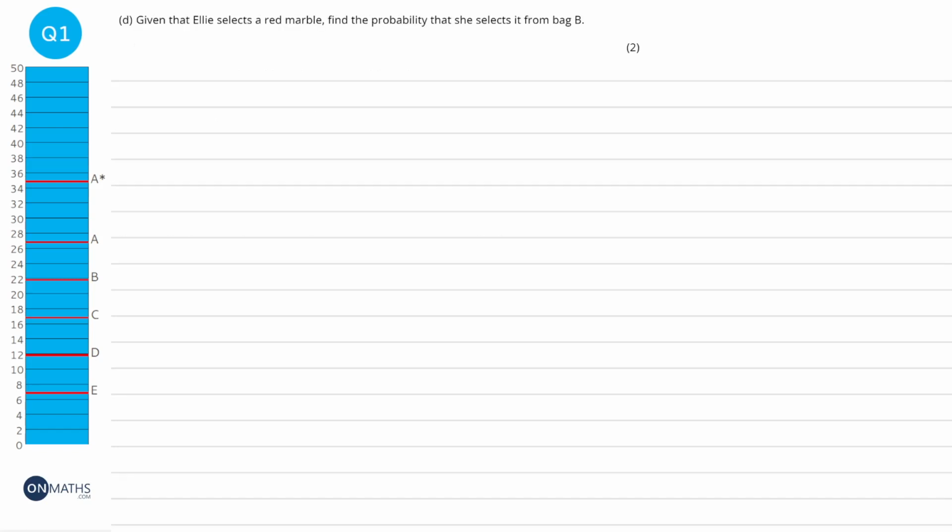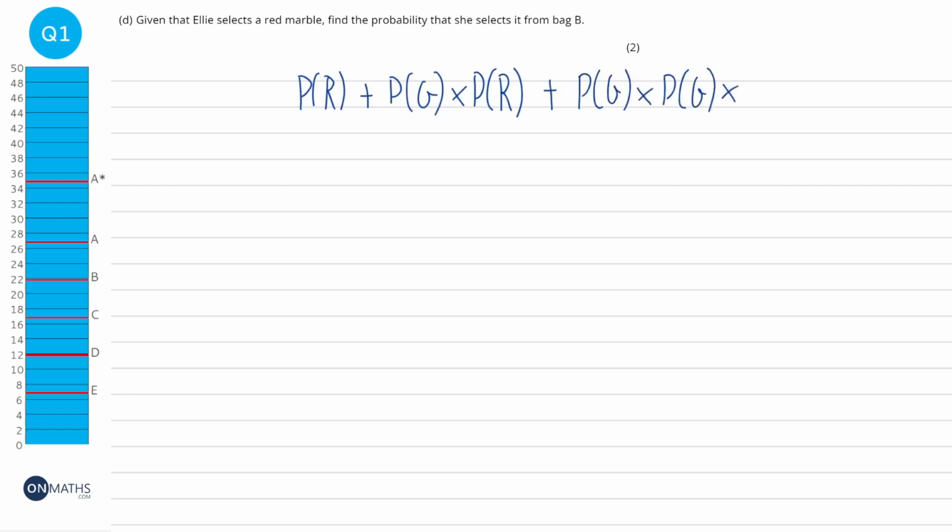So I'm going to find the selection of a red first, or, which is a plus, the probability that she got a green and then a red, or probability of a green and then a red.